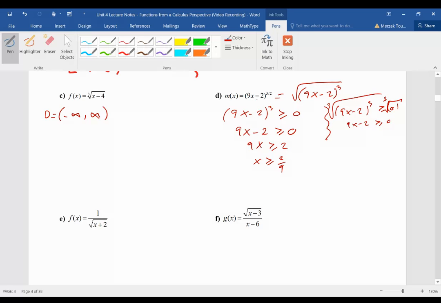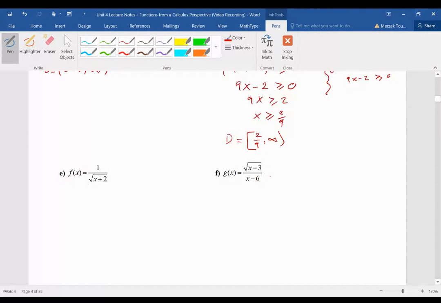So the square root of (9x minus 2) cubed will be real as long as x is greater than or equal to 2 over 9. In interval notation, the domain is a bracket, because we include 2 over 9, comma infinity, and that's the domain of example D. Let's work on example E.